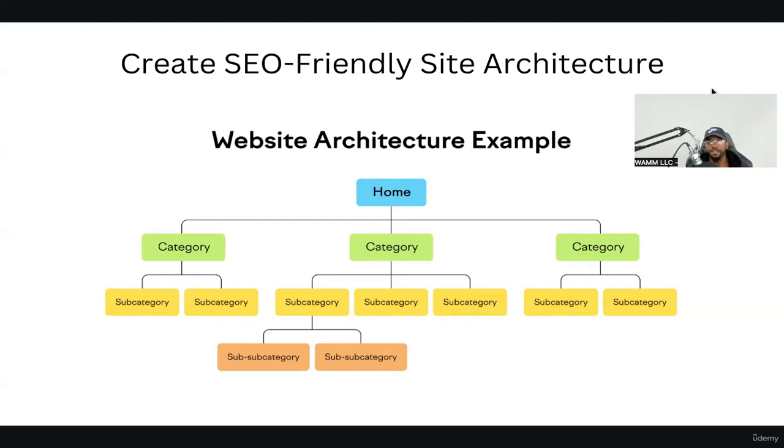So in this image, this is actually a perfect example of the structure of a website. All right. It starts with the home, and then from the home, we have the extensions of the categories. And inside of the categories, we have subcategories. And inside of the subcategories, sometimes we have more subcategories. All right. So this is pretty much how it definitely needs to be set up for execution.